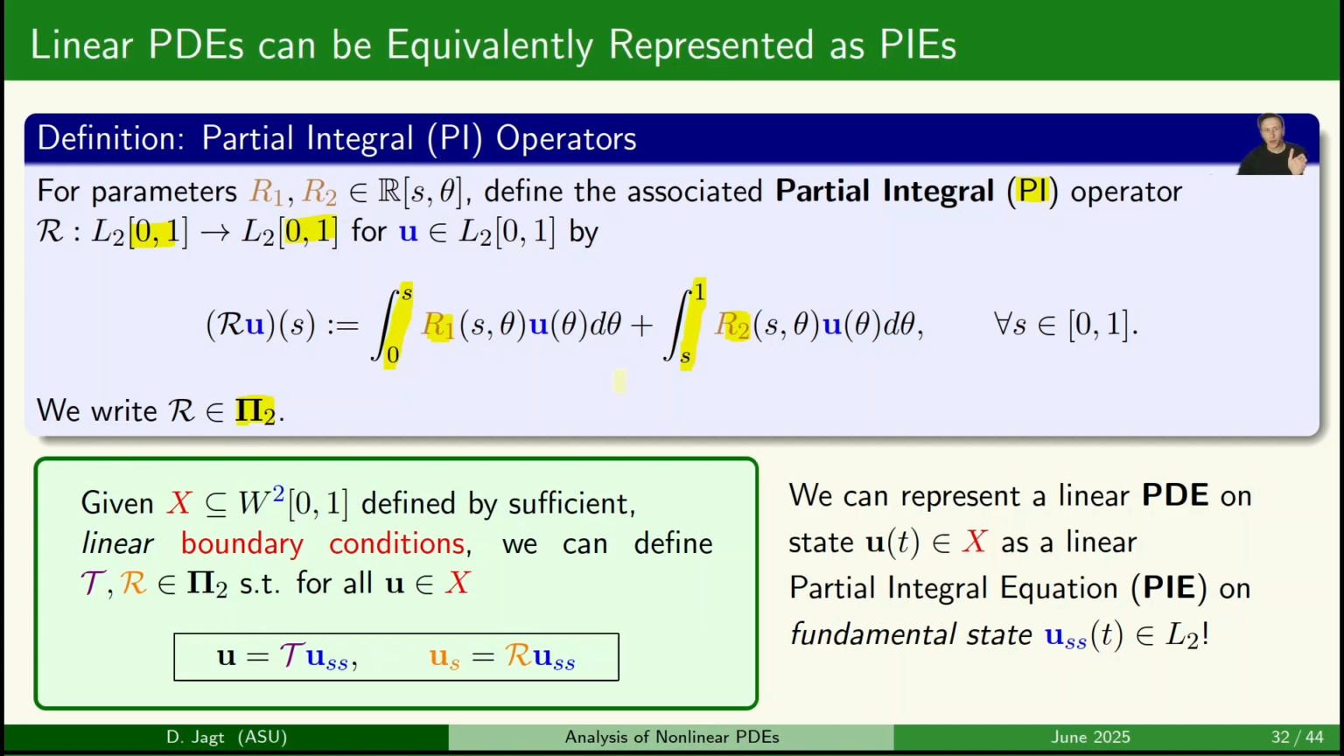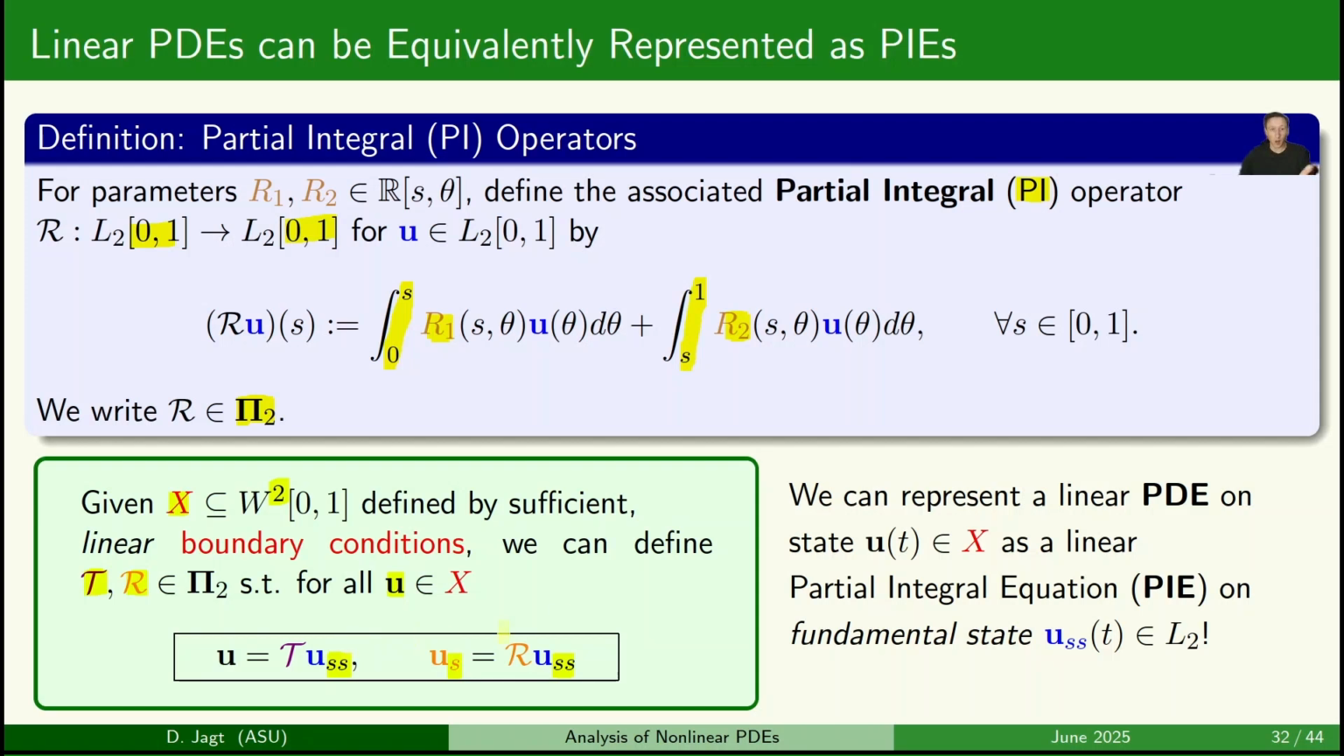Now, given this class of PI operators, it has been shown that if we consider just the space X of second order differentiable functions, then under sufficient linear boundary conditions, so if X is defined by sufficient linear boundary conditions, we can actually define PI operators T and R, such that we can express u as well as its first order spatial derivative in terms of the second order spatial derivative of the function u, using these PI operators.